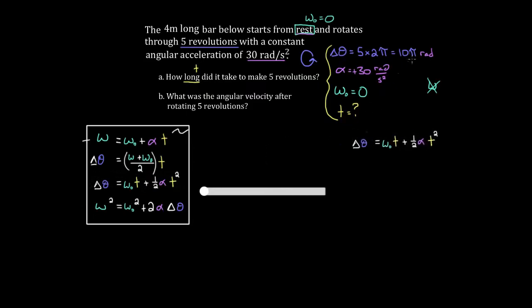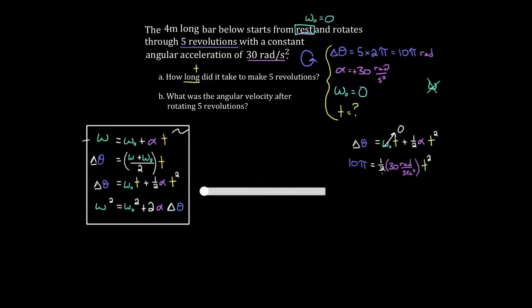So we know delta theta. Delta theta was 10 pi radians. And we know omega initial was 0, so this whole term is 0. 0 times t is still 0, so that's all 0. Then we have 1/2. The angular acceleration was 30, and the time is what we want to know. And you can't forget that that's squared. So now we just solve this algebraically for time.